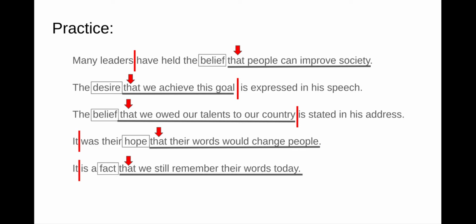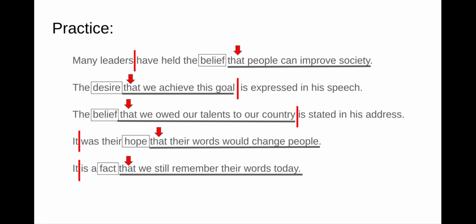So, in order to find these, you follow these steps. Make sure you know where that main verb is. Make sure you look for that introductory word, and then use the placement in the sentence to know how far to go. If you hit a verb, you know you need to stop, or you go to the end of the sentence, depending on where it is.